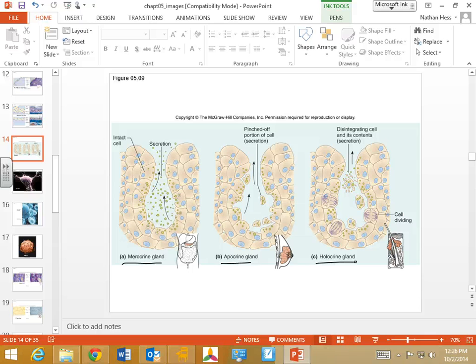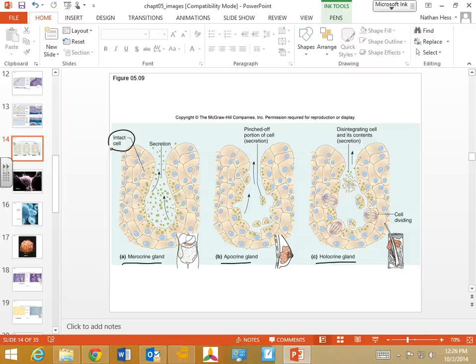Merocrine: the cell secretes whatever it is it's making. Let's say this is a hormone. It gives off this lovely green hormone, but the cell is not affected. You see this here? It's an intact cell. The cell is not changed in any way. That is the merocrine. We cool? I always think of merit, like that's the good way of doing it. I'm not affected, I produce this and I'm unchanged. I have a lot of merit. That's how I remember it.